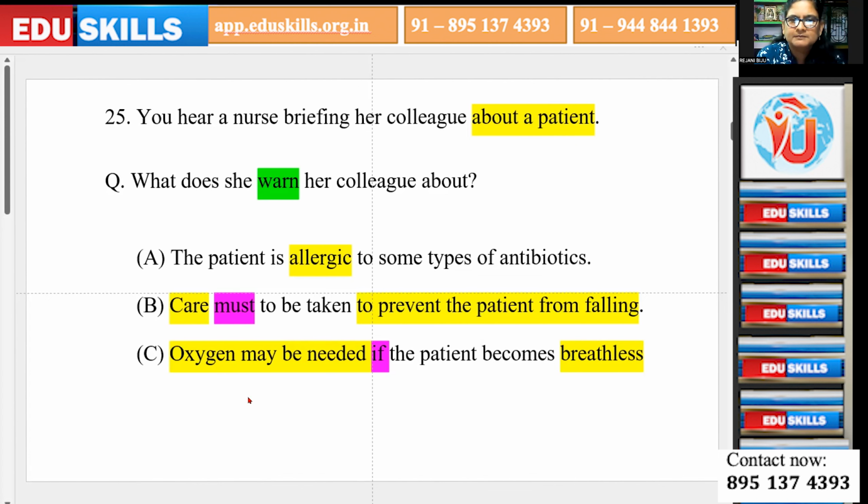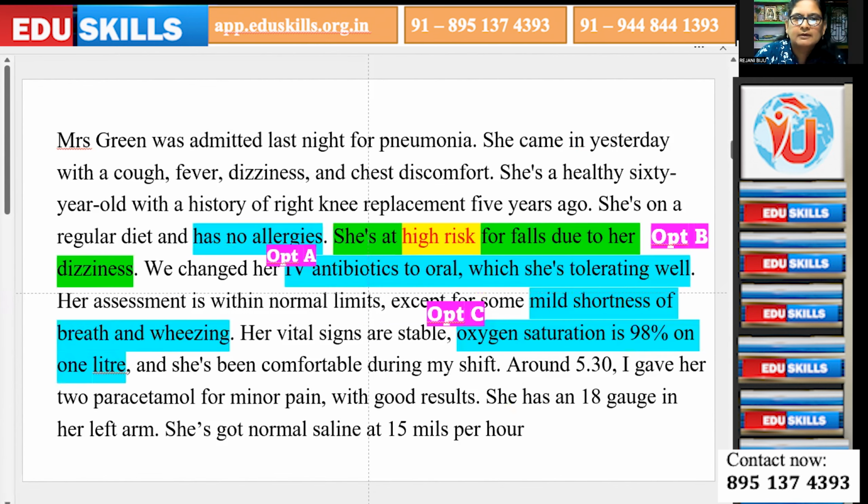In option A, it is telling the patient is allergic to some type. She is not allergic to anything. Second one, she already had a surgery, so she is high risk for fall. So to that one she's emphasizing, I mean, must, to what she's telling. Third one, her vital signs are stable with a saturation of 98, so no need of oxygen. So I chose B option, ma'am.